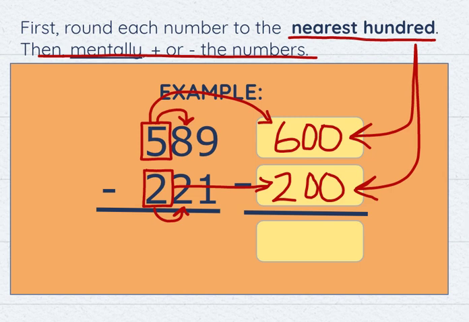Great! Now we need to subtract them. We can do that in our minds. 600 minus 200 is 400. That can be done in your mind, right? It's like saying, I have 6 cookies. Take away 2 cookies is 4 cookies. 600, take away 200 is 400.